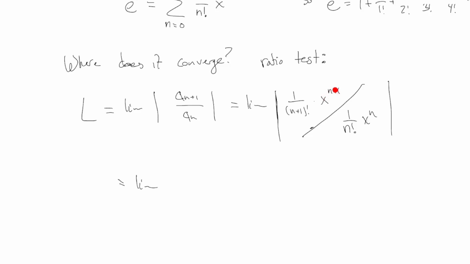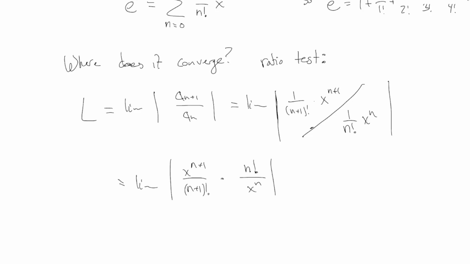This I could think of as just absolute value of x to the n plus 1 over n plus 1 factorial. And then the other one would be the same but without the plus 1s, and I'm going to write it in the reciprocal. It'll look like n factorial over x to the n. And now we would like to simplify that as much as possible.